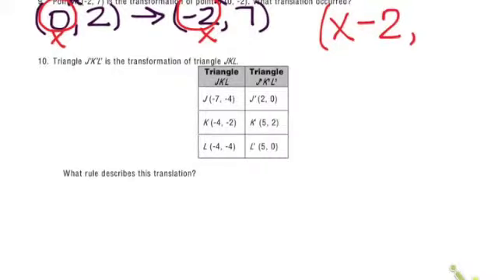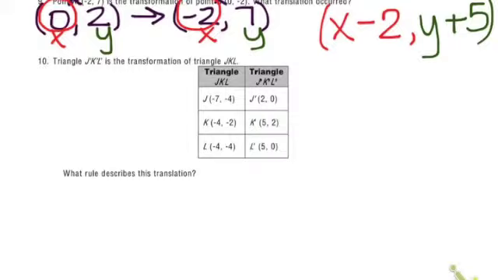And then we've got to look at our y value. Okay, so the y value was 2. It went up to 7. So it went up, meaning it increased from 2 to 7. Well, how much did that increase? From 2 to 7 increased by 5. So our rule here is that x was decreased by 2 and y was increased by 5.